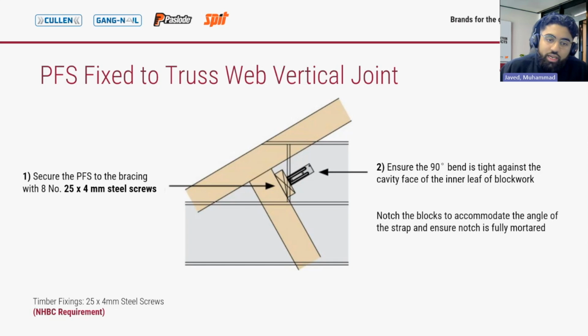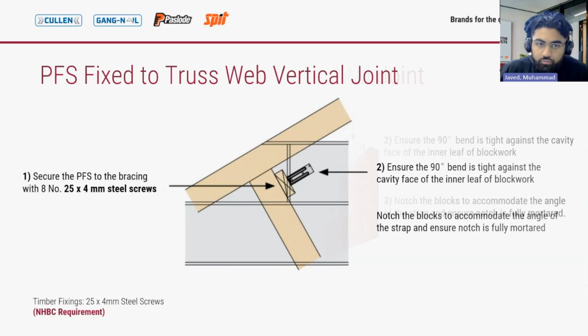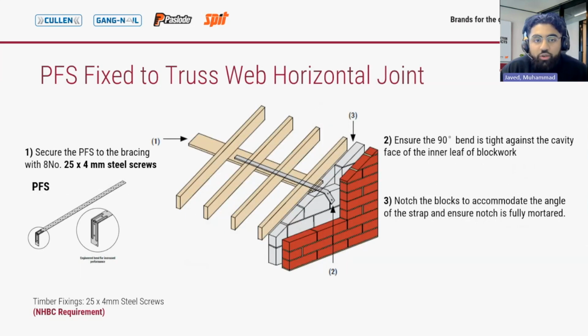Next, let's look at PFS fixed to the truss web in line with a horizontal blockwork joint. Okay, so this is pretty much the same as before, but here the PFS is in line with a horizontal blockwork joint and not a vertical one. One thing to note is that here, if the position of where the strap should be doesn't coincide with an existing longitudinal truss brace, then the strap may be fixed to an additional longitudinal binder.